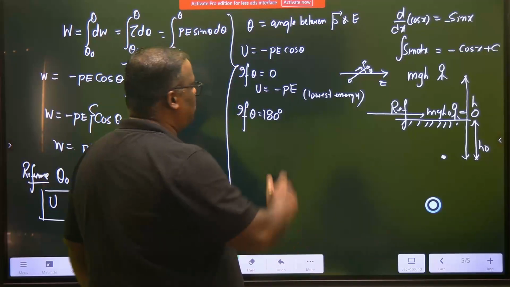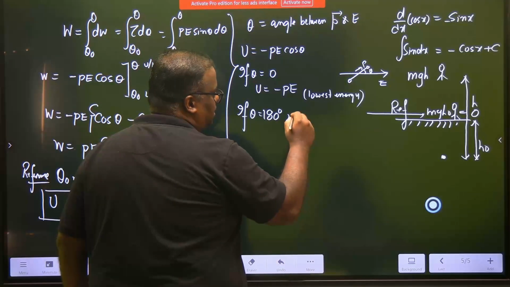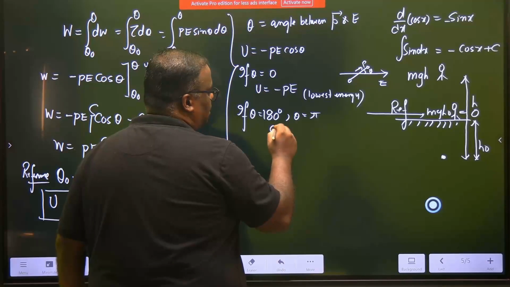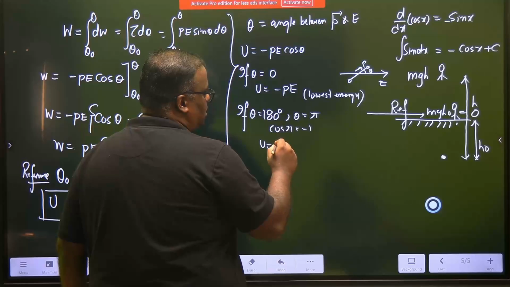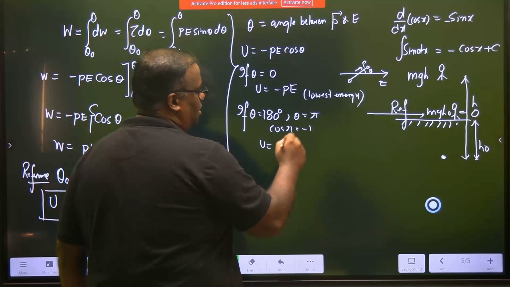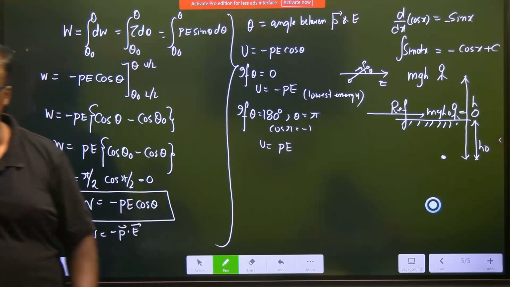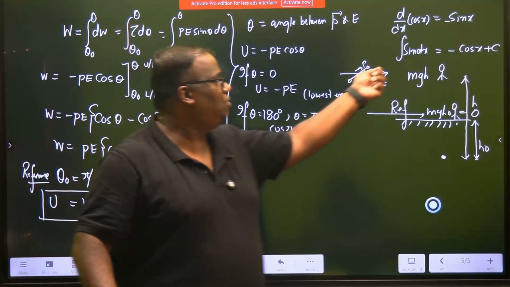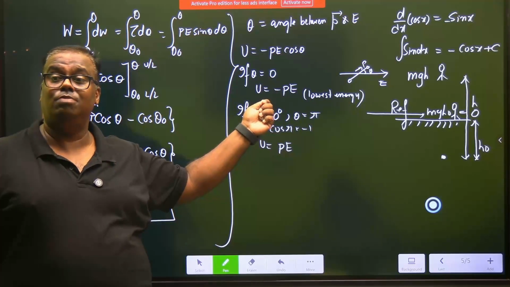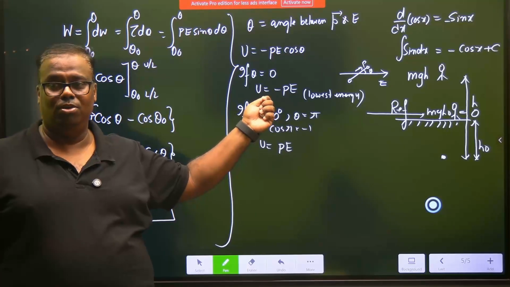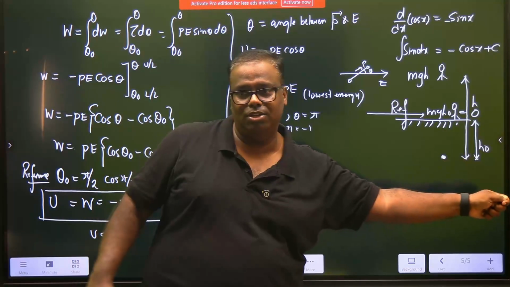If theta is equal to 180 degrees, that is theta is equal to pi, then cos of pi is equal to minus 1. Your U becomes PE, the maximum energy. Do you remember, if you bring the dipole to this side and make it 180, the dipole has the maximum energy now. It will just go and be flung back and do it in this manner.